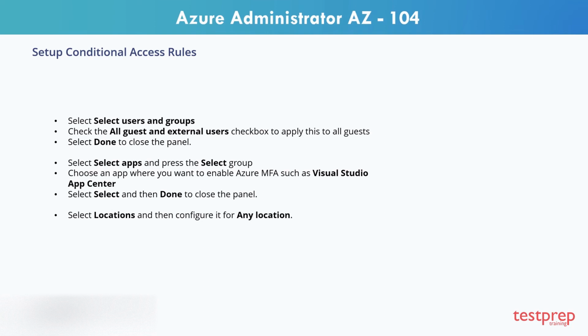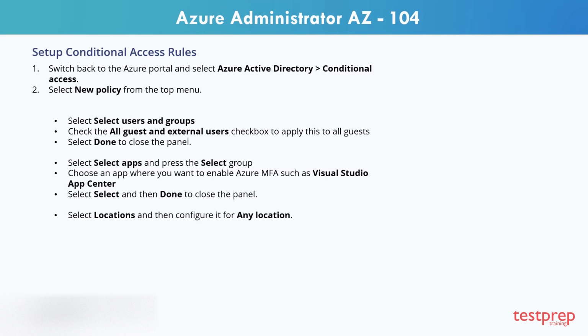Set up conditional access rules for MFA. Here is how to set up conditional access policy rules that would enforce MFA for guest users accessing specific apps on your network. 1. Switch back to the Azure portal and select Azure Active Directory > Conditional Access. 2. Select New Policy from the top menu. 3. Name your policy, for example, all guests. 4. Select Users and Groups to open the panel. Check the All Guest and External Users checkbox to apply this to all guests. Select Done to close the panel.